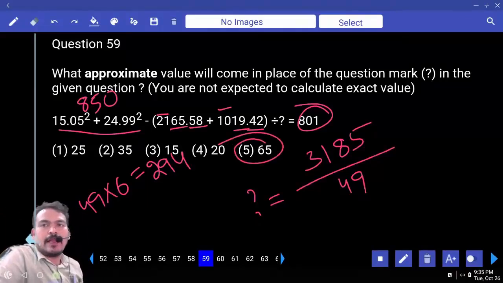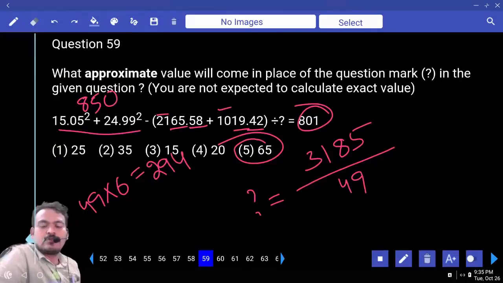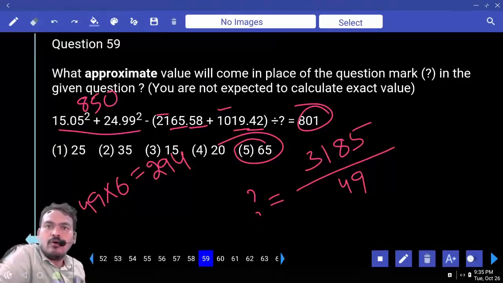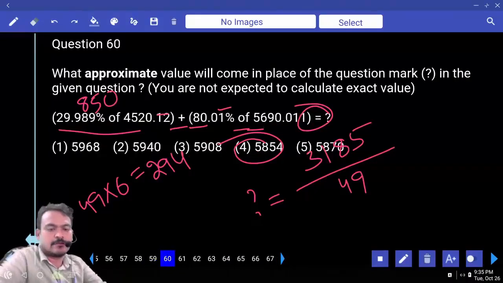What is the numerator value? 318. First we verify the 6 times value. 49 6 how much? 294. Means we get more than 60 times or less than 60 times? More than 60 times. How many options? Only one. Next, question number 60.